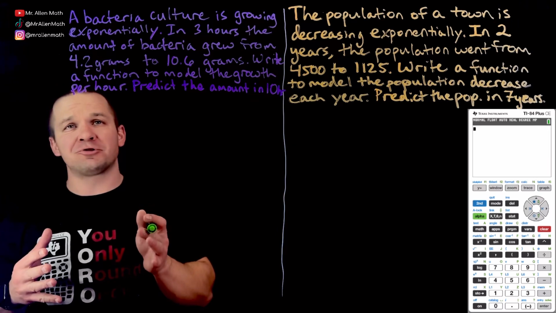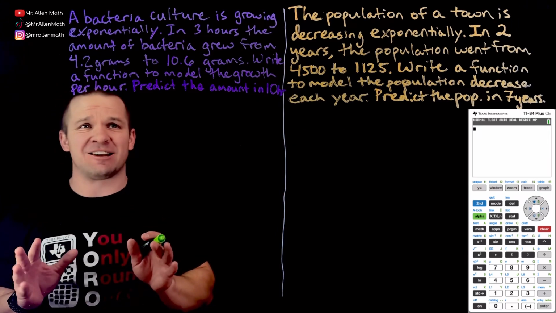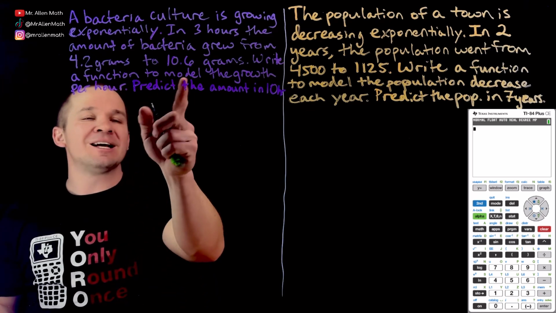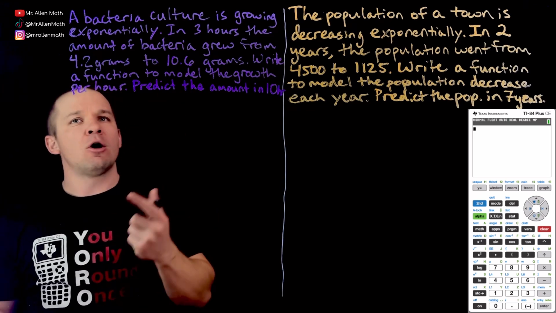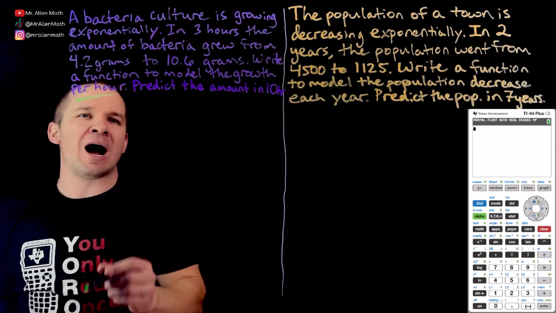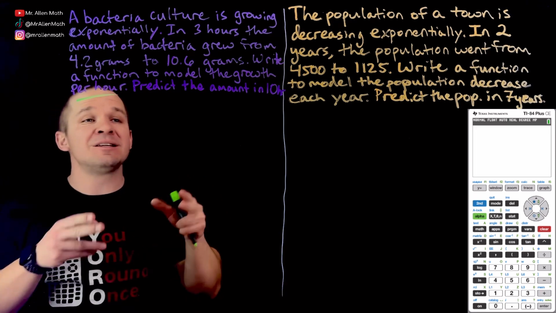We got a bacteria culture that is growing exponentially. That's exciting stuff. In 3 hours, the amount of bacteria grew from 4.2 grams to 10.6 grams. Write a function to model the growth per hour. That's important right there, per hour. And then predict the amount in 10 hours.